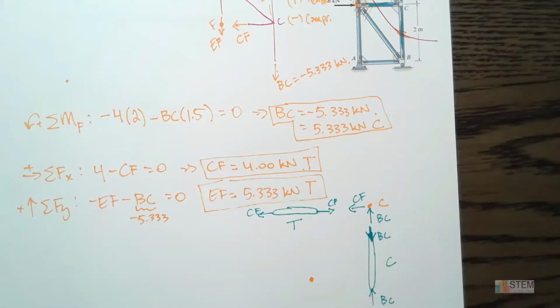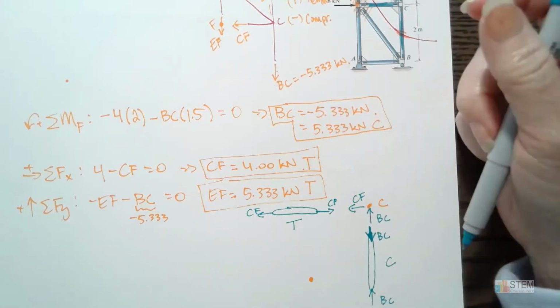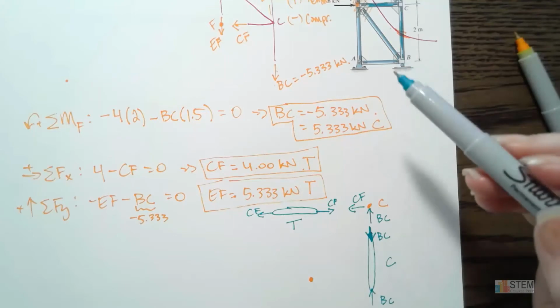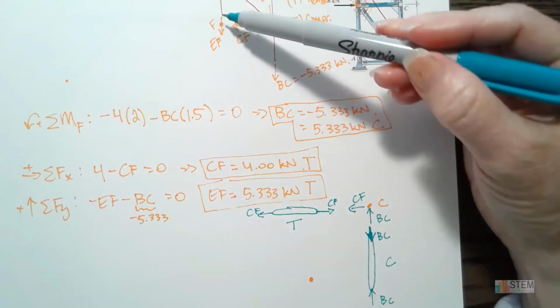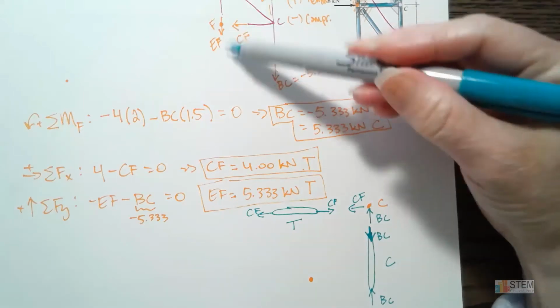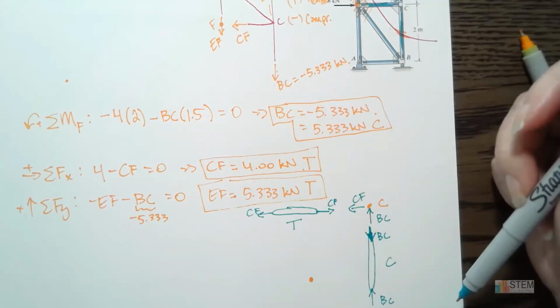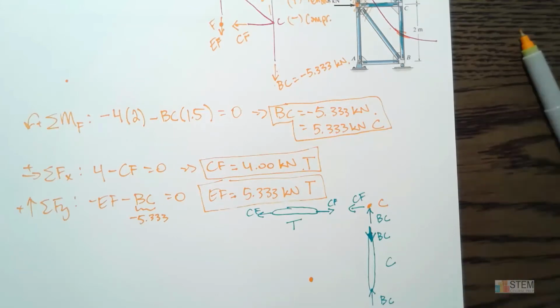All right, now that only works though if we draw the forces going out of the joint. Okay, so if you're sometimes drawing it into the joint and sometimes out of the joint, that's not going to work. But if you always draw it going out of the joint, that sign convention will hold true. All right, and it just makes it a little bit easier to figure out if it's tension or compression.